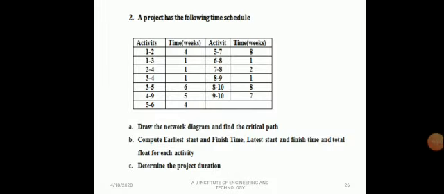Now let us see one more problem. A project has the following time schedule. Activity 1 to 2, 1 3, 2 4, 3 4, 3 5, 3 4 9, 5 6, 5 7. Draw the network diagram and find the critical path. Compute the earliest start time, finish time, latest start time and finish time.